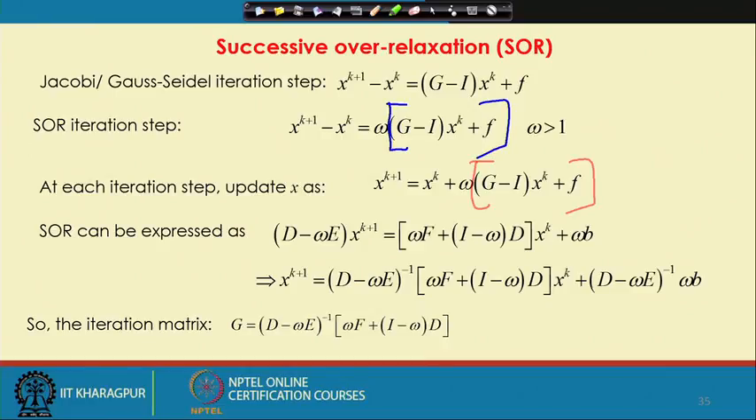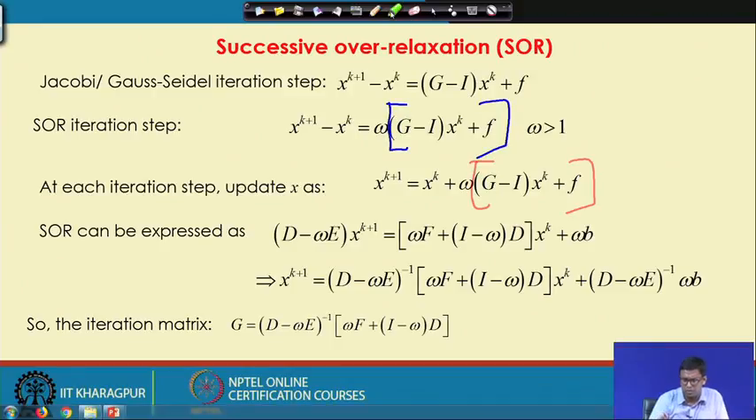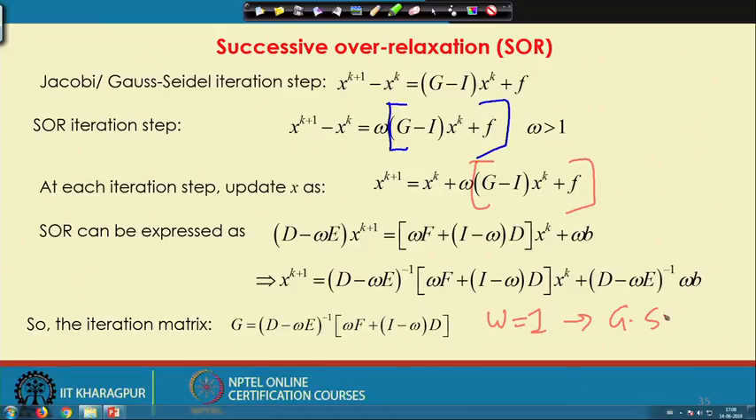We can check that this is (D minus E) inverse f, this becomes the Jacobi step in case omega is equal to 1. Sorry, Gauss-Seidel step, over relaxation is applied over Gauss-Seidel. In case omega is equal to 1, this goes to Gauss-Seidel. What happens in case omega is equal to 0? You can check that. So, this is D inverse D, right, and D is equal to D minus E minus F is equal to A. So, iteration does not progress, it stops there, there is no update.